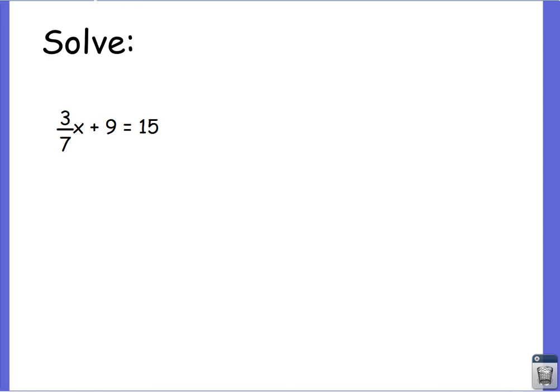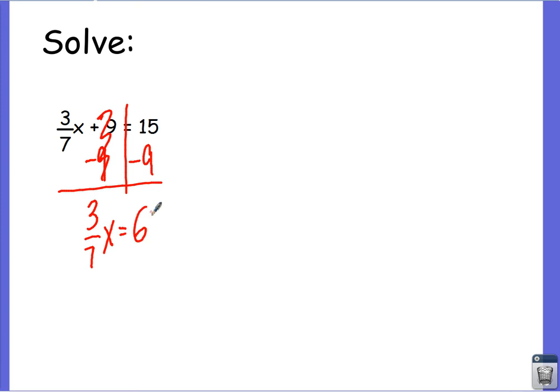So just like we did before, when it was just 3x plus 9 equals 15, we got to get rid of everything that doesn't belong with the x. So those cancel. So I get 3/7 x equals 6. And the way that we're going to do that, if you remember, if I have 3/7, I want to end up with just 1, or just x. So what I'm going to do is I flip it and I multiply by its reciprocal.